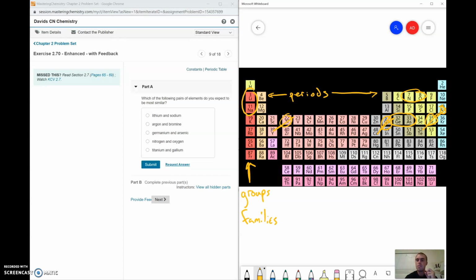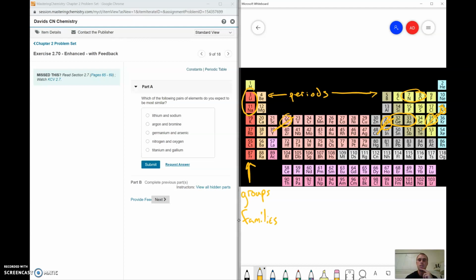And then we need to look at, are they side to side or are they on top to bottom? When they're on top to bottom, now we're talking about groups, and those groups share similarities. Periods don't necessarily. Nitrogen and oxygen react very differently from one another. Same with germanium and arsenic. Yes, they're right next to each other, but they react very differently.